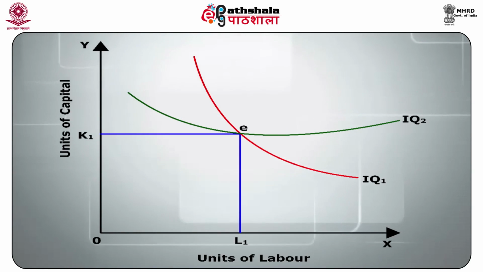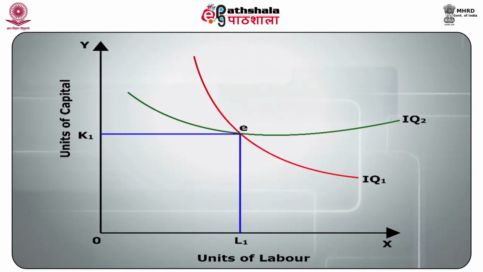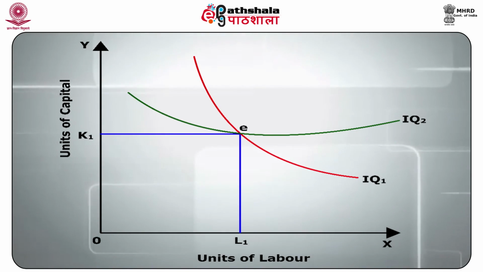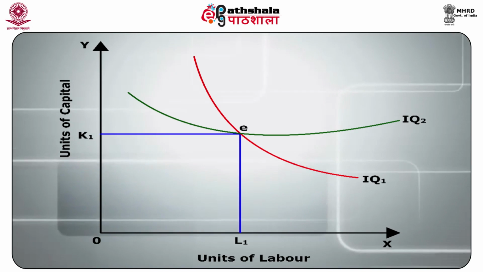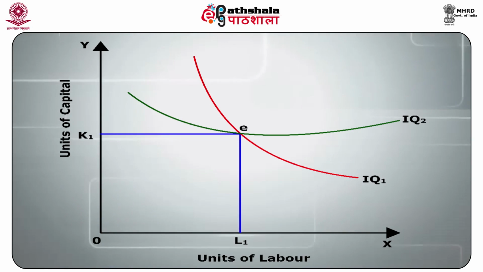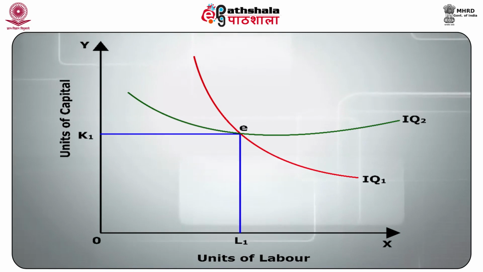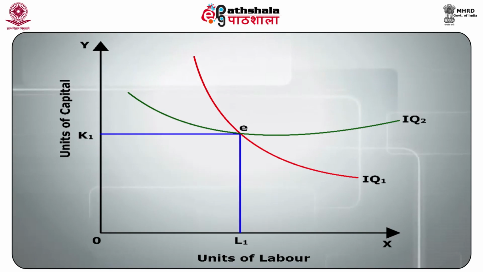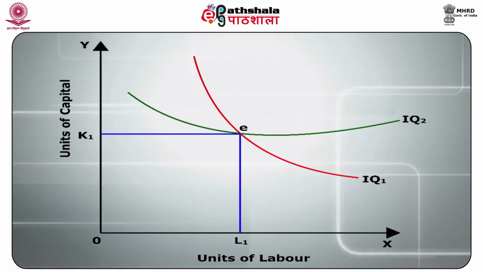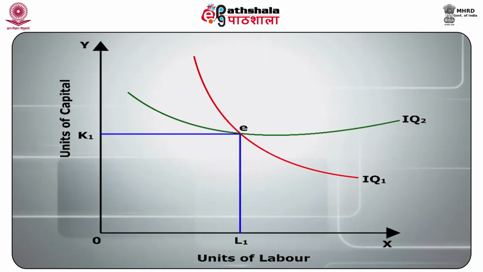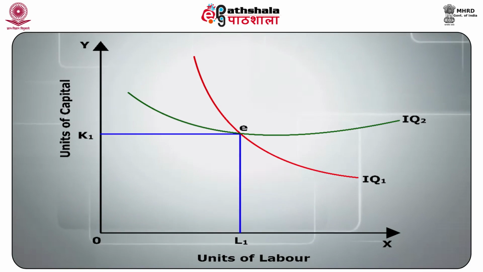In the figure, two isoquants IQ1 and IQ2 intersect each other at point E. Point E shows that the same combination of capital and labor can produce two different levels of output. However, it is not possible that one combination of factors can produce two different levels of output. This is illogical and absurd. Thus, isoquants never intersect each other.